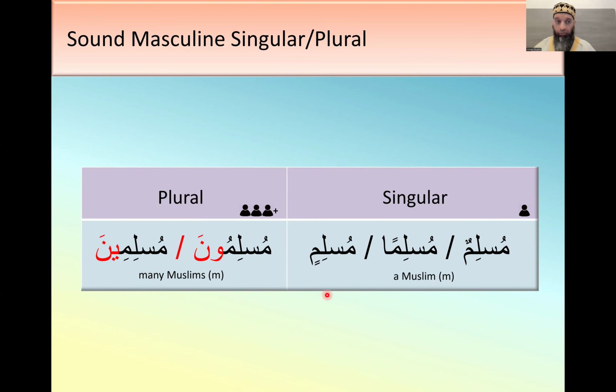Okay, happy to move on? Just remember the red writing, yes? Una and ina is plural. And then open the Quran later on and have a look and see if you can find the una and see what the translation is. You'll see, inshallah, it's plural.